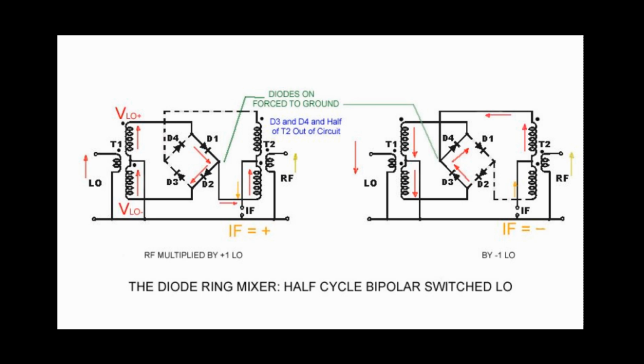T2 is interesting. Let's say it's an identical trifilar wound transformer. In T2, we're only using half of it at a time. So even though it should be a 4-to-1 step up, or step down in this case, it only turns out to be a 1-to-1 the way we're using it.